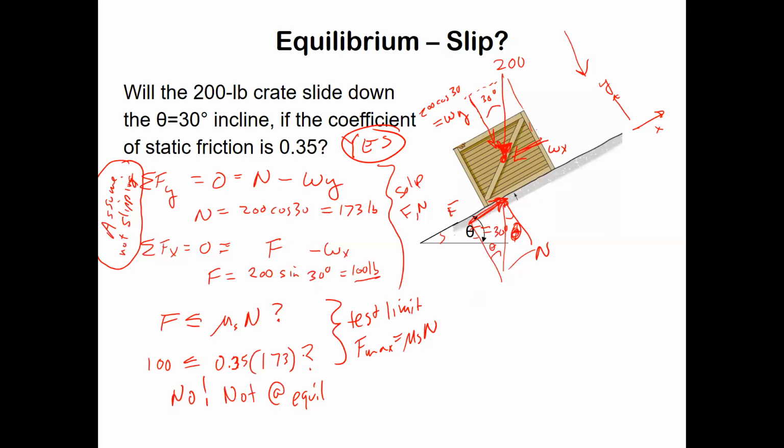No, it does not have to be equal. So in other words, if the friction force that we analyzed turned out that this F was, say, 20 pounds, then what would be the prognosis? It's static because it's less than 173 times 0.35.